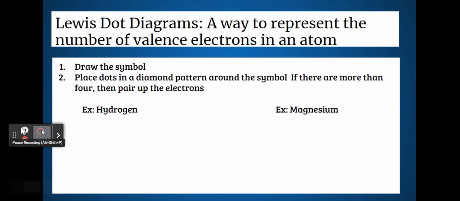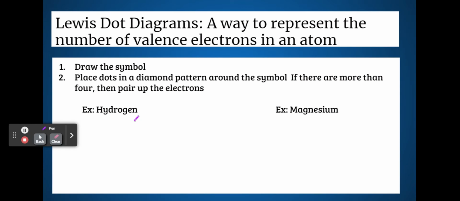So we're already at our second learning target, where we're going to learn how to draw Lewis dot diagrams as a way to represent the number of valence electrons in a particular atom. These are really, really simple to draw. If you know how many valence electrons are in a particular atom, and you can figure out the symbol from the periodic table, all you have to do is put some dots in a diamond-shaped pattern around the symbol, and you're only going to pair them up if you have more than 4. So I'm going to show you what I mean by that.